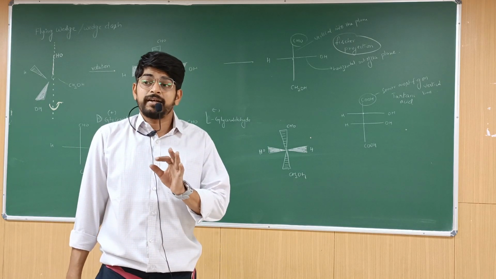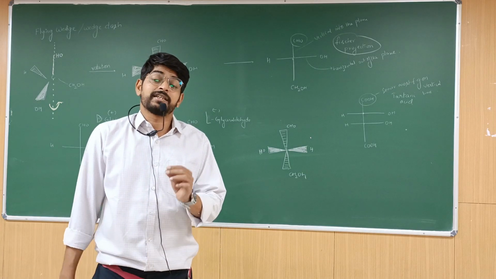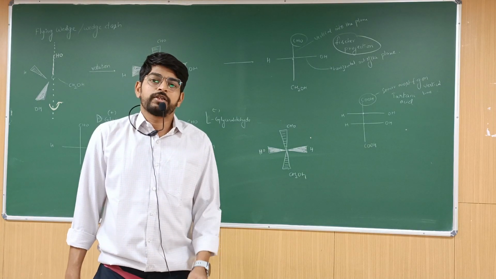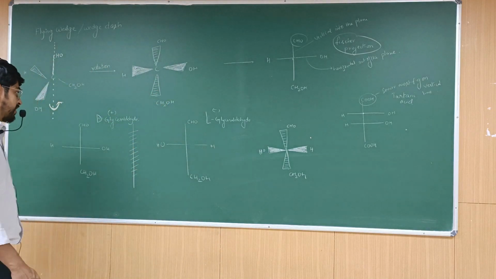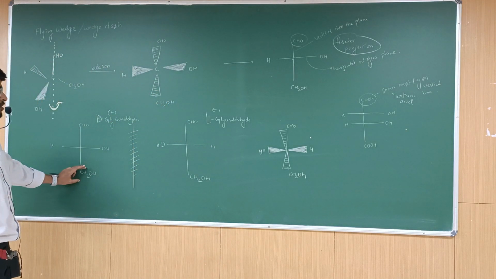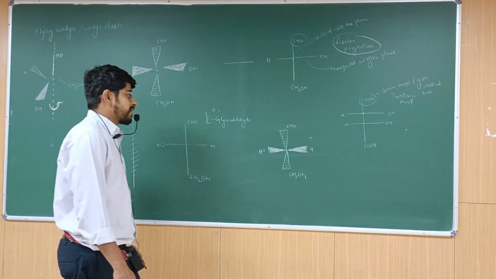So for that they have taken the simplest chiral molecule, which is easily available, as the reference molecule. That molecule is glyceraldehyde. What is glyceraldehyde? Whatever we are seeing is glyceraldehyde. Glyceraldehyde is CHO, CH2OH, OH and H attached to one carbon atom. All four are different groups, so it is a chiral carbon atom. So we are taking this glyceraldehyde.